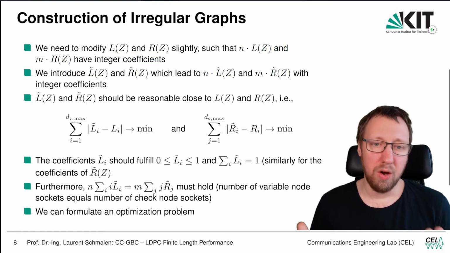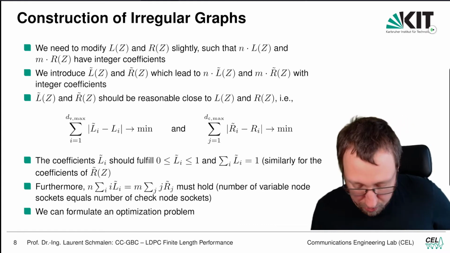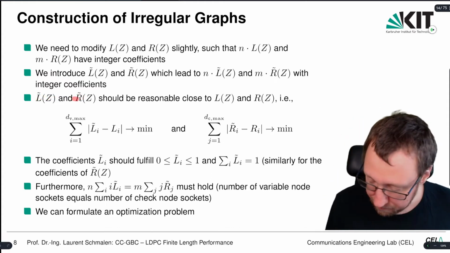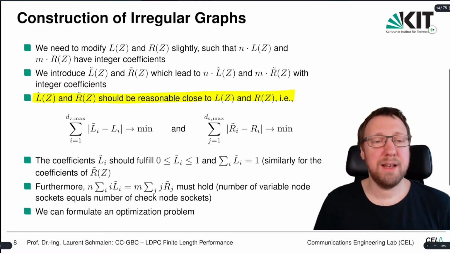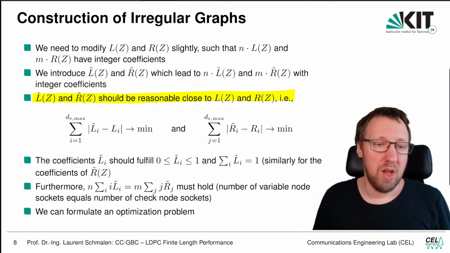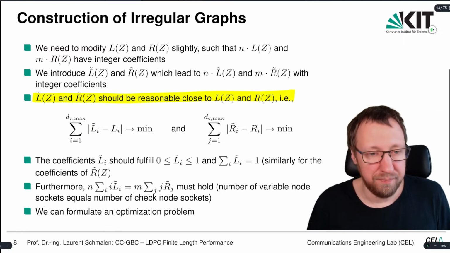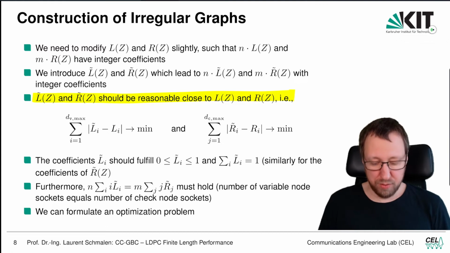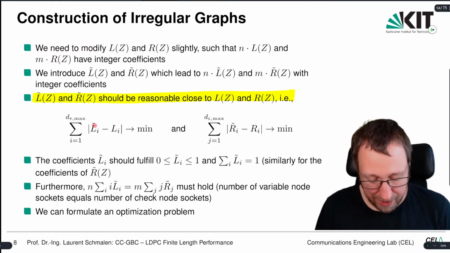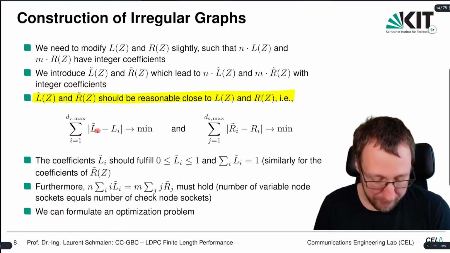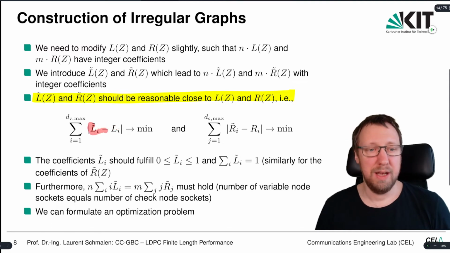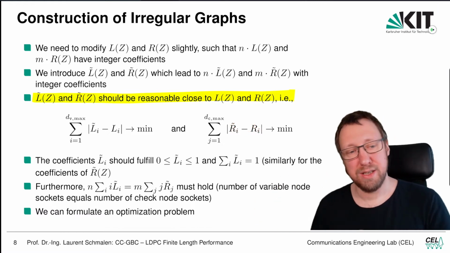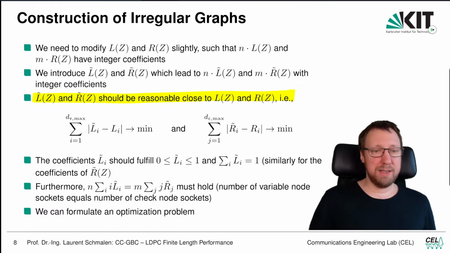So how do we do this? How do we measure being reasonably close? Well, we want L tilde of z and R tilde of z to be close to L of z and R of z. So we just minimize their distance. And the easiest thing to do is minimizing the absolute value. So we would like the sum of the absolute values of L tilde i minus L i to be as small as possible. So each L tilde i should be as close as possible to L i. And we measure this by just taking the difference and the absolute value of the difference. The sum of those should be minimum. And also the sum of the absolute values of R tilde i minus R i should be as small as possible. This is how we measure the closeness.